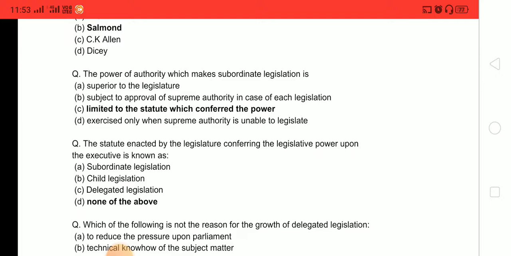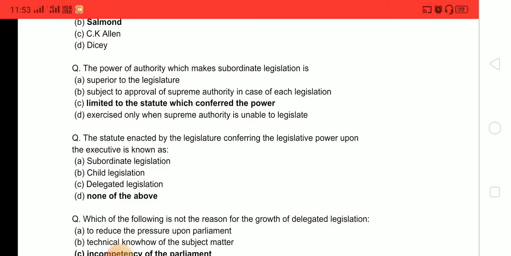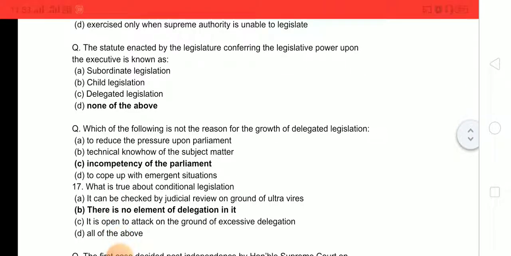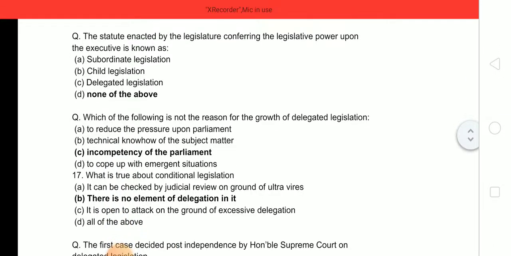Next question is, the statute enacted by the legislature conferring the legislative power upon the executive is known as, answer will be none of the above. Next question is, which of the following is not the reason for the growth of delegated legislation? Answer is incompetency of the parliament.